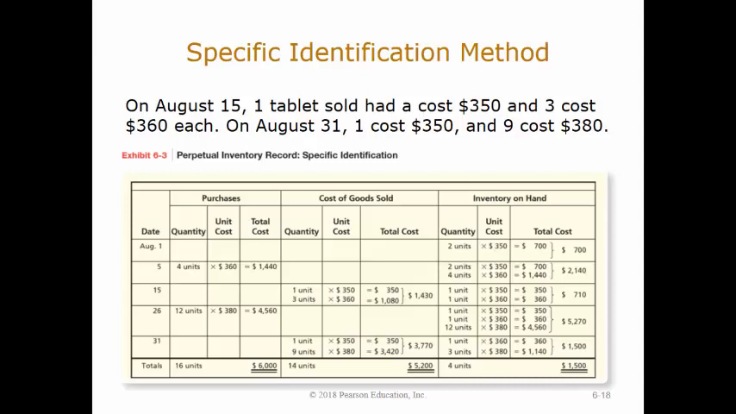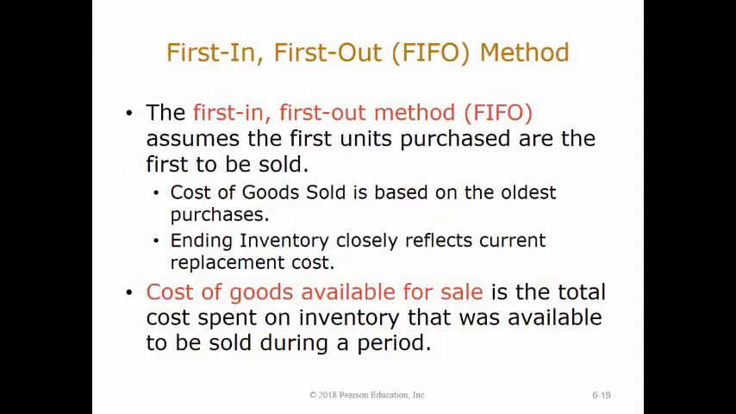This method requires the business to keep detailed records of inventory sales and purchases and to also be able to carefully identify the inventory that is sold. The first in, first out, or FIFO method is an inventory costing method in which the first cost into inventory is the first cost out to cost of goods sold. Ending inventory is based on the cost of the most recent purchases.